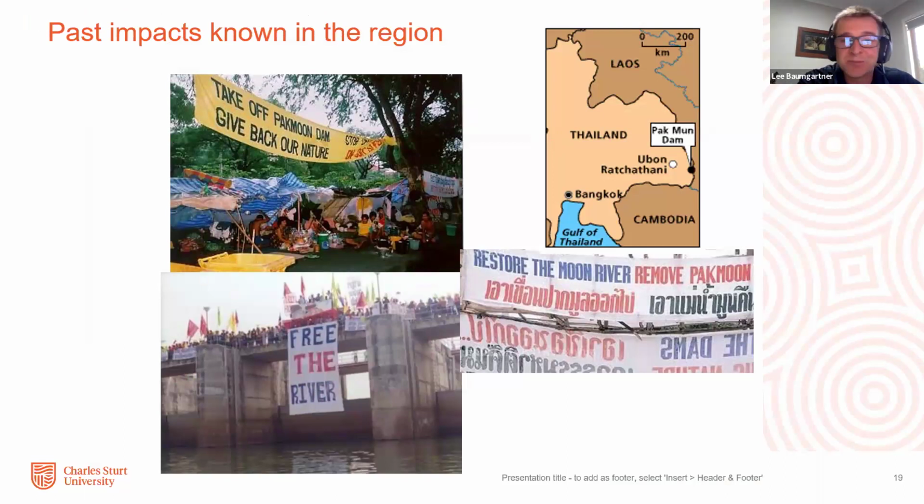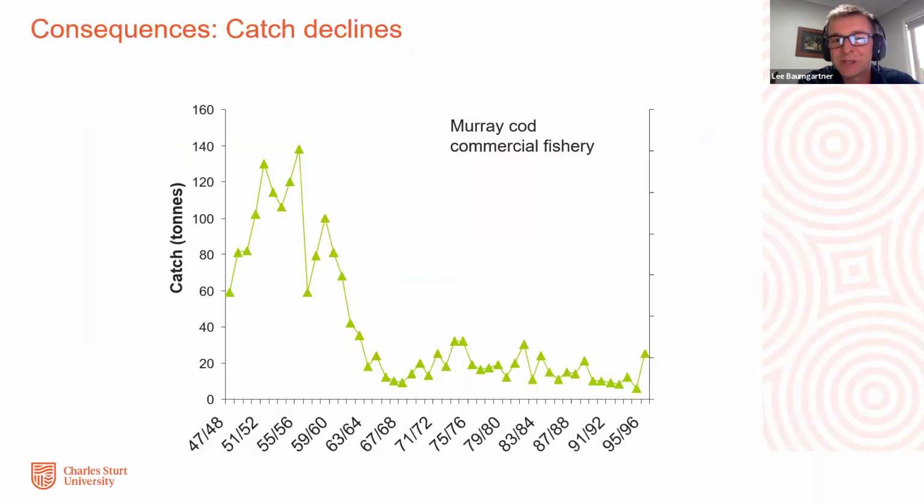And so Pak Mun Dam in Thailand was very famous after it was built. There's crashes in the fishery, and these are the fishermen protesting. Next slide, please. In Australia, in the Murray-Darling Basin, which is where I'm situated today, after the rivers were developed, we saw big declines in our commercial fisheries and their eventual closure because they were no longer profitable. So as fish declined, it impacted fishers' livelihoods.